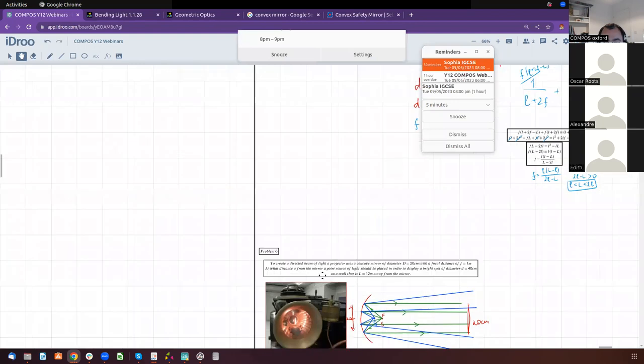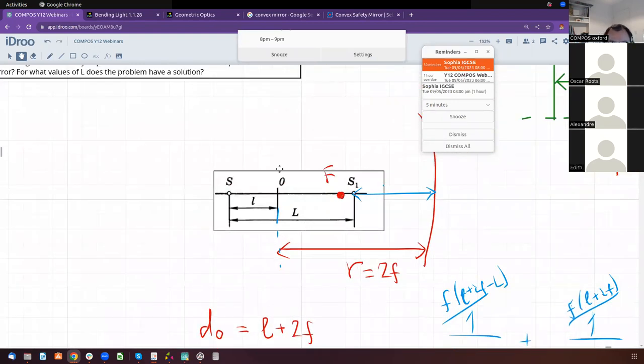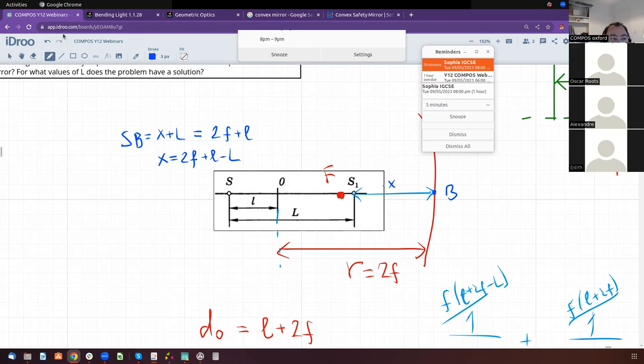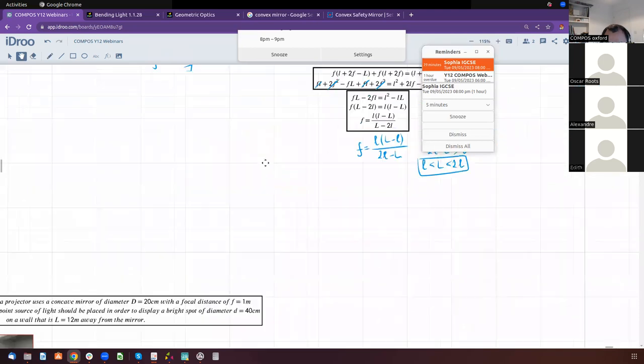So going back to that. Look, you need to find this distance. Let's call it X. You can see that X plus L is equal to 2F plus L small. In the same distance, SB can be expressed as small x plus large L, but it also can be expressed as 2F plus L small. And from here, you can express x equals 2F plus L minus L.